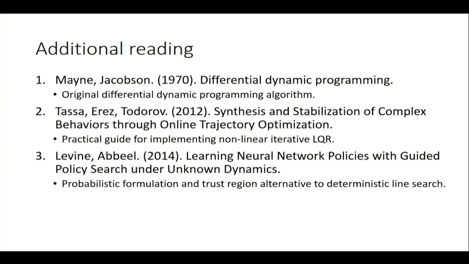There are other ways to control the step size. This is actually one of my papers from a couple of years back that proposes more of a trust region style method instead of a backtracking line search, which can be more useful if you're fitting unknown dynamics using real world data and you can't necessarily backtrack during the line search. So these are a few additional readings if you're interested in this algorithm.